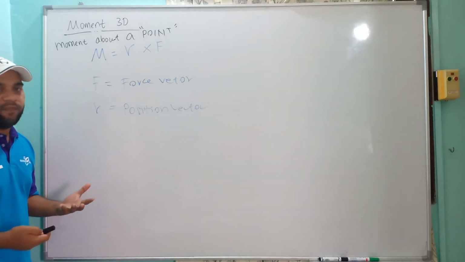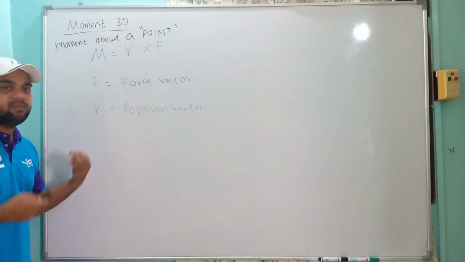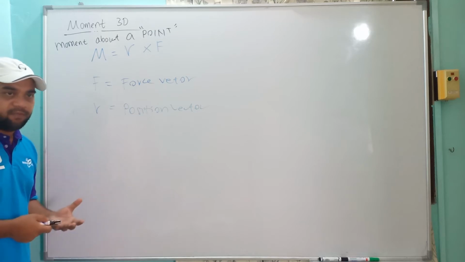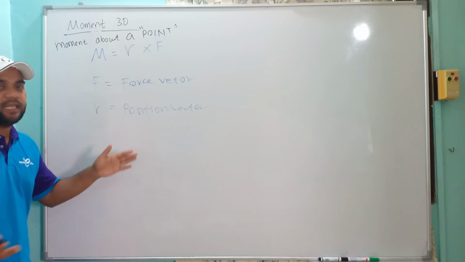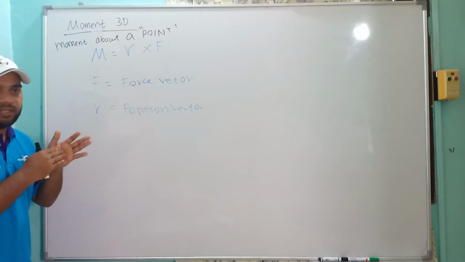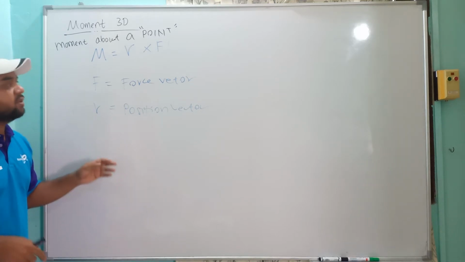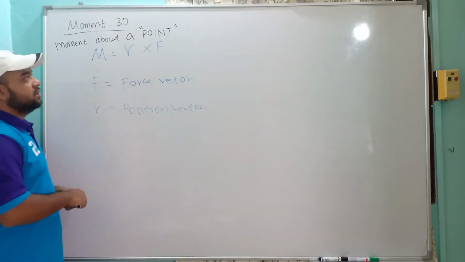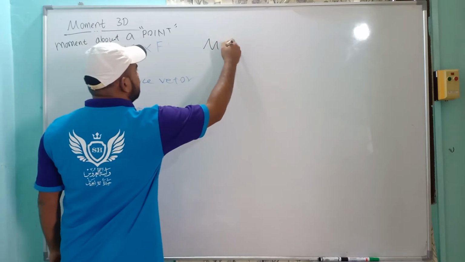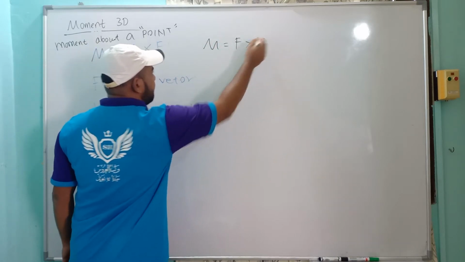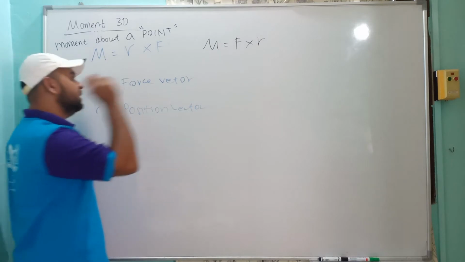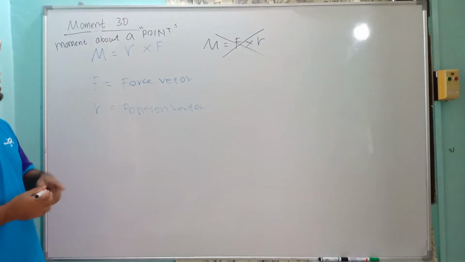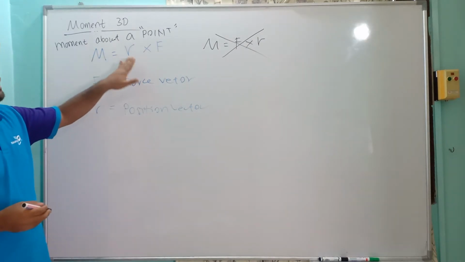It is close to what we have done in 2 dimensions: moment equal to F D, where F is the force and D is the distance, 90 degrees to the line of action of the force, the shortest distance. Now it is close to that one, M equals R cross F. But you cannot do moment equal to F cross R in this case, because in 3 dimensions it will not give you the same answer. So again, moment about a point is equal to R cross F.